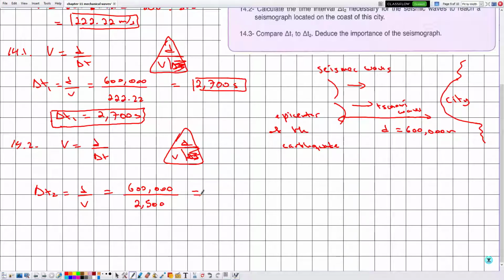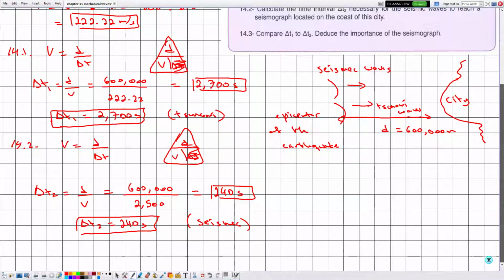Now plugging this on the calculator, then delta t2 will be given by 240. Since everything is expressed in the SI, then delta t2 will be in the SI, which is seconds. So here we have two durations, delta t1 and delta t2, corresponding for both waves, the tsunami and the seismic. And as you can notice, this is the seismic from the given, and this is the tsunami. Then people at this city will feel the seismic waves before the tsunami.